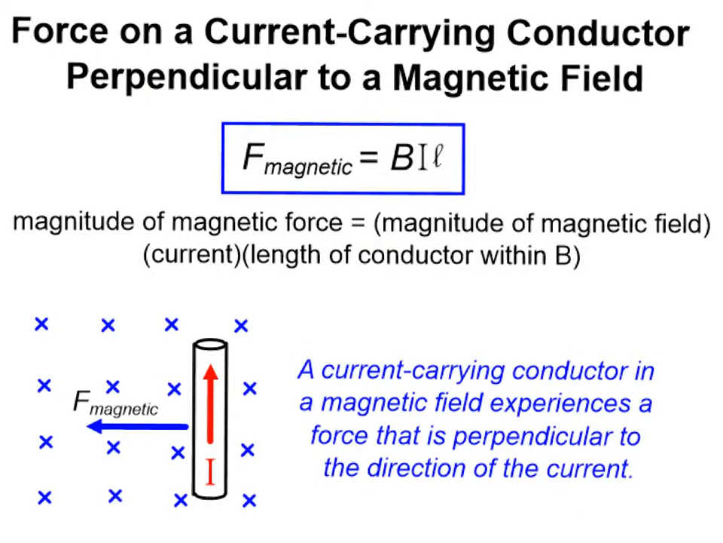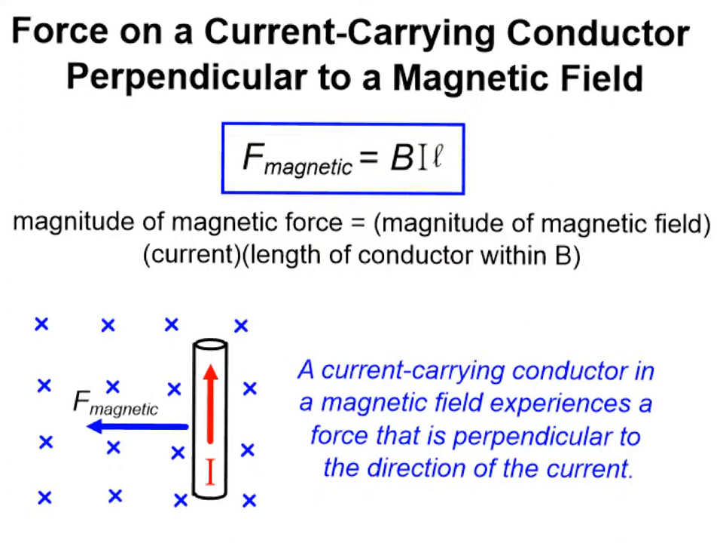And that brings us to another fun equation. When we have a current-carrying conductor, in other words, a wire with current going through it, and it is perpendicular to some magnetic field, here we have our magnetic field going into the page again, away from us. When those are perpendicular to each other, then this is an equation that we can use to find the magnitude of the magnetic force. It's simply equal to the magnitude of the magnetic field times the current times the length of the conductor that is within that magnetic field.